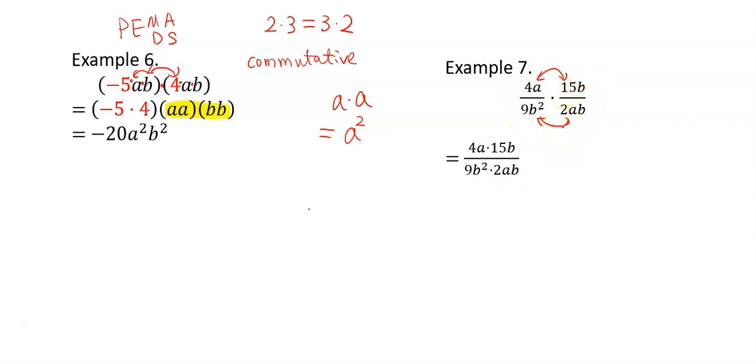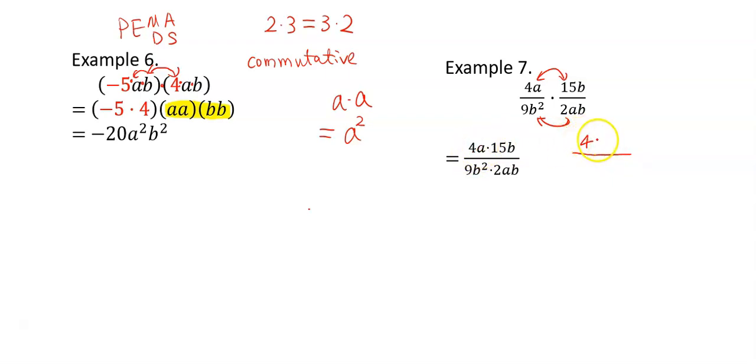And so the first step, this is what I did: top 4a times top 15b. The bottom will be 9b squared times the bottom 2ab. Now, the next thing we're going to do is work on the numbers and try to simplify the numbers. Because we have the numbers, A's and B's all mixed in here, and if this confuses you, you could separate them. Let's take all the numbers out.